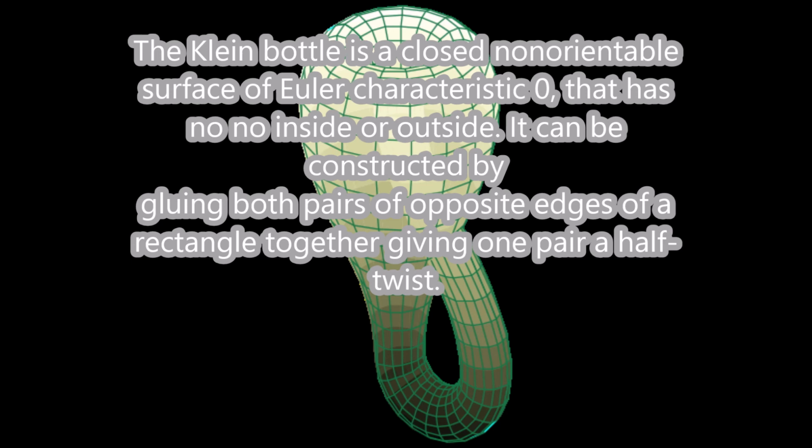Next is the Klein bottle. The Klein bottle is a closed, non-orientable surface of Euler characteristic 0 that has no inside or outside. It can be constructed by gluing both pairs of opposite edges of a rectangle together and giving one pair a half twist.